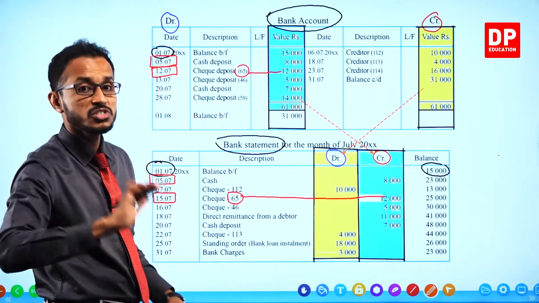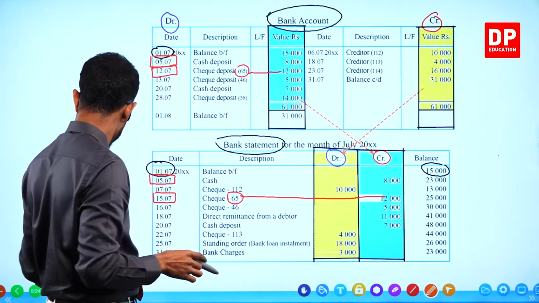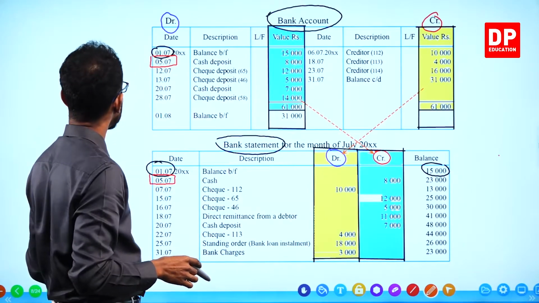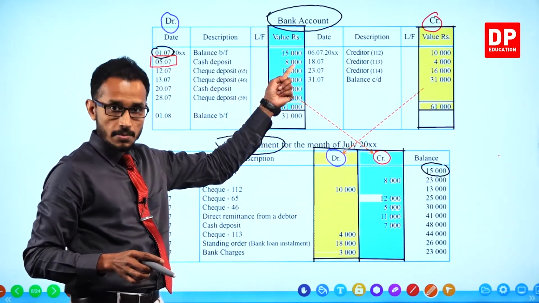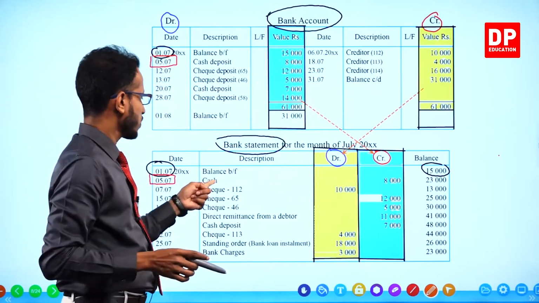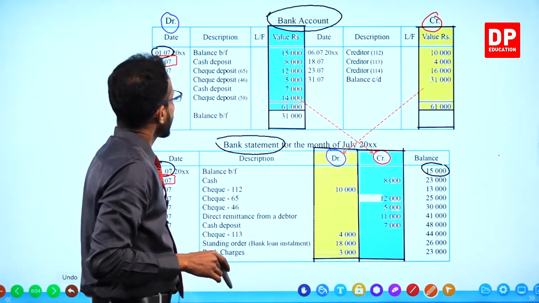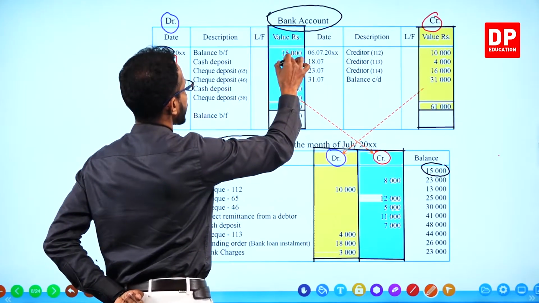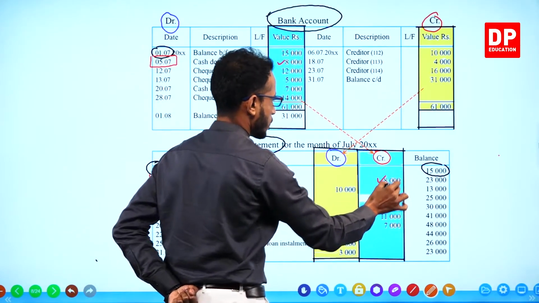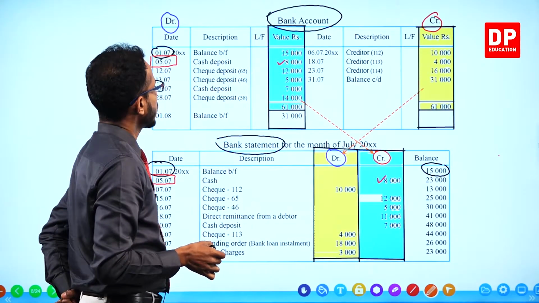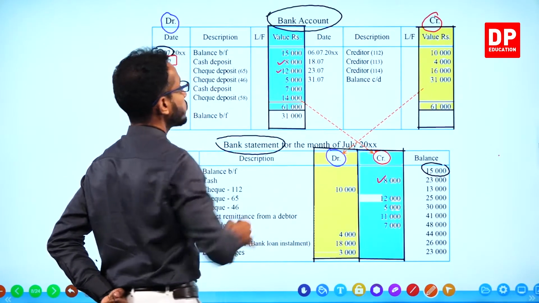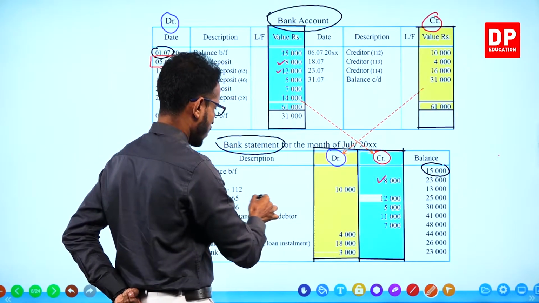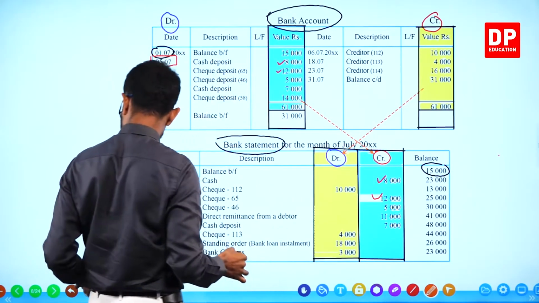What I'm telling you is don't check the date. Don't worry about the date. Just check the amount, cross-check the amount with the description just to confirm. All right, so cash deposit 8,000. It's already there. Check deposit 65, check number 65, 12,000. It's already there.